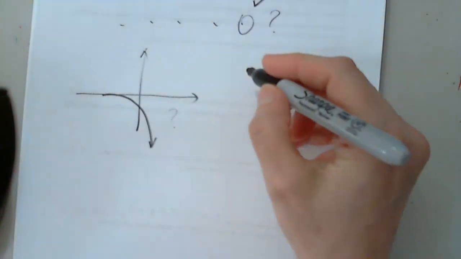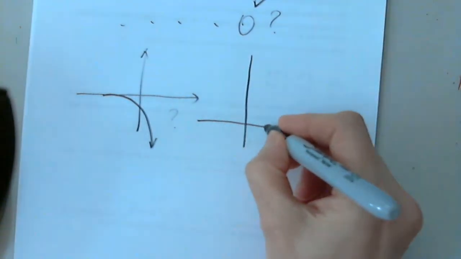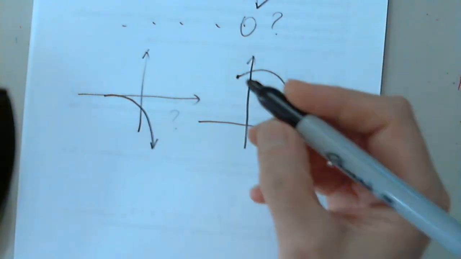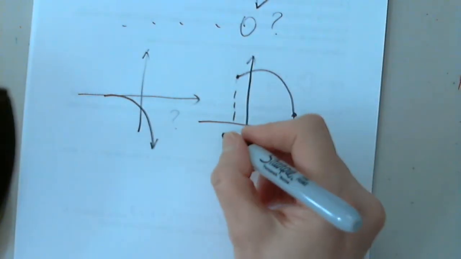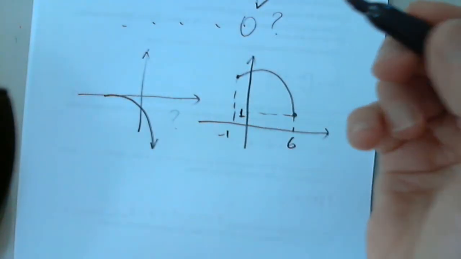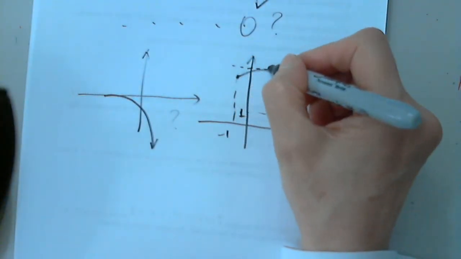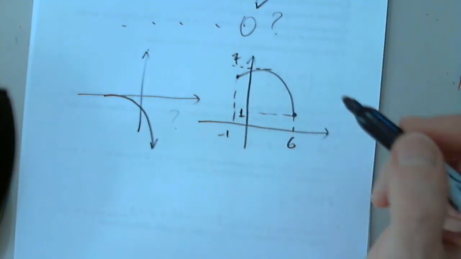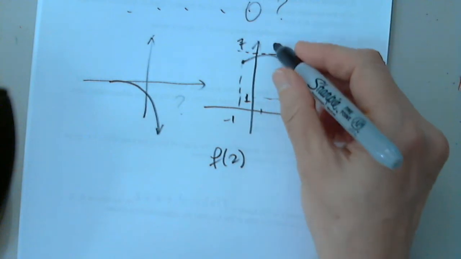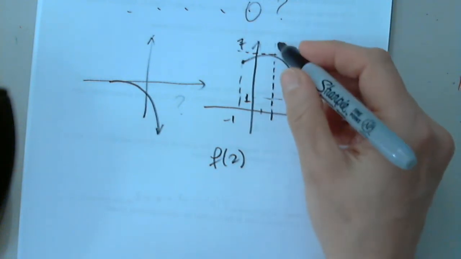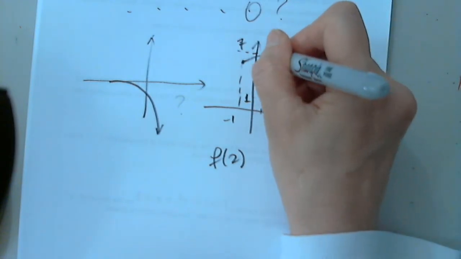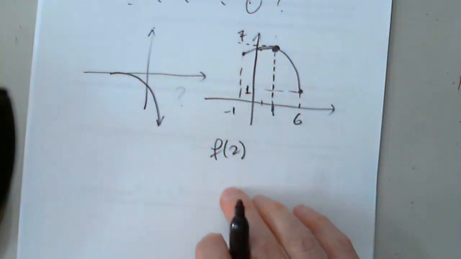Now, for example, reading from a graph. So if I have a graph like this, let's say the domain is between -1 and 6, and the range is between 1 and 7. If I'm asked to find f of 2, I draw a vertical line, or imagine I draw a vertical line at 2, and I read this value, the y value, right?